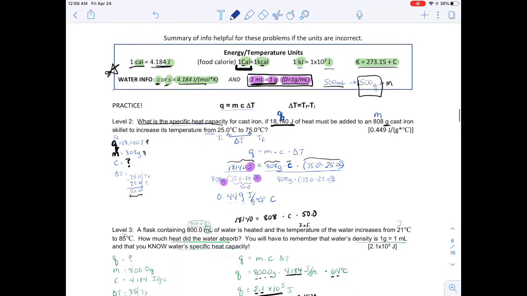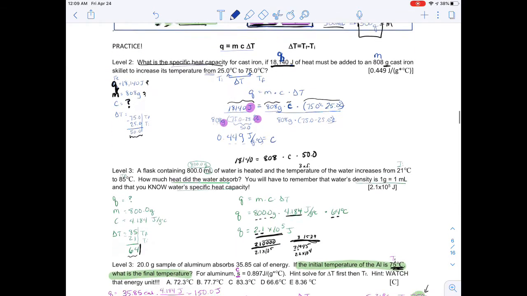Just keep in mind you can have a little calorie equal to a big joule. You can have a food calorie, which is a kilocalorie. You can say in 1 kilocalorie you have 1,000 calories. Don't forget about how to change from Celsius to Kelvin. And this was a big one in purple. A lot of people by this point in the chapter have forgotten that the density of water is 1 gram per milliliter. And that means that if you get 60 milliliters in the problem, for water, you can also say 60 grams.